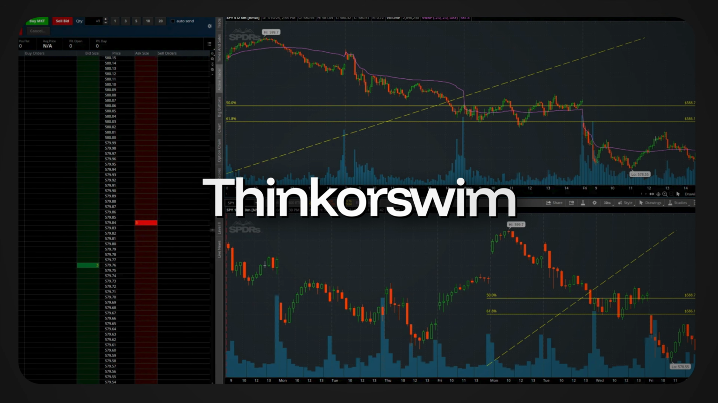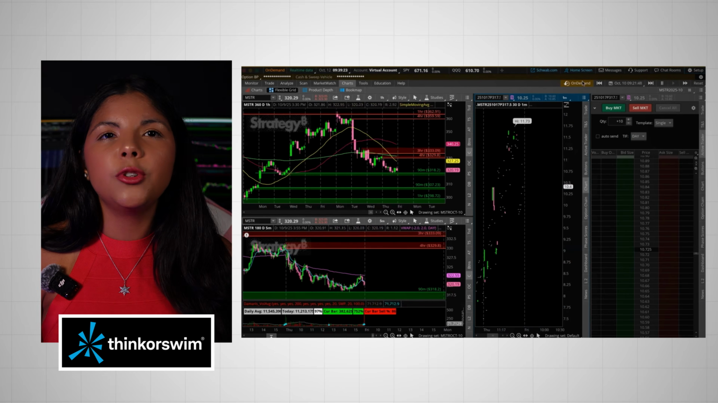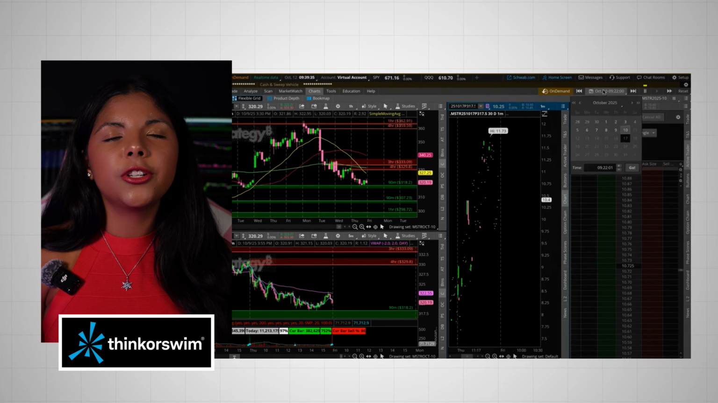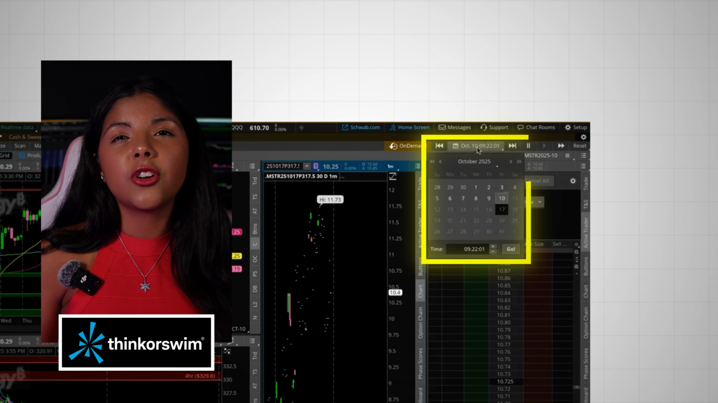Two platforms I recommend you use for backtesting and live trading overall are Thinkorswim and TradingView. With Thinkorswim, you're going to use their on-demand platform. You log in to the live trading side first, and then you click the on-demand button. From there, you pick your date, set your time. I usually start at 9 a.m.